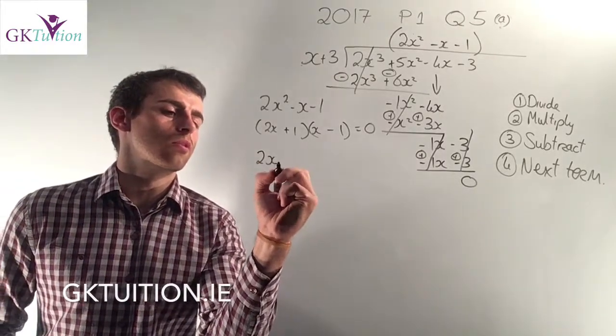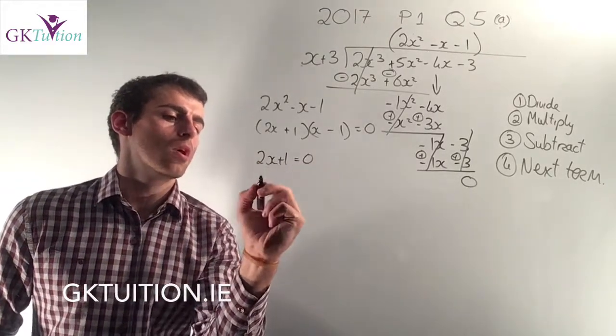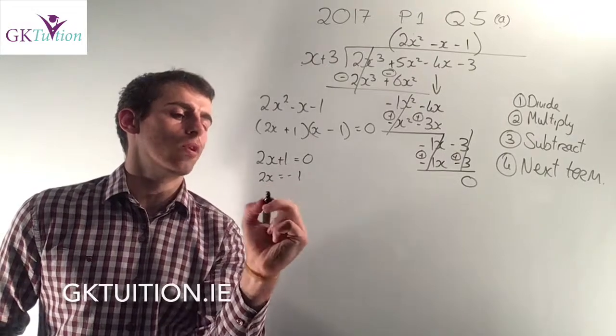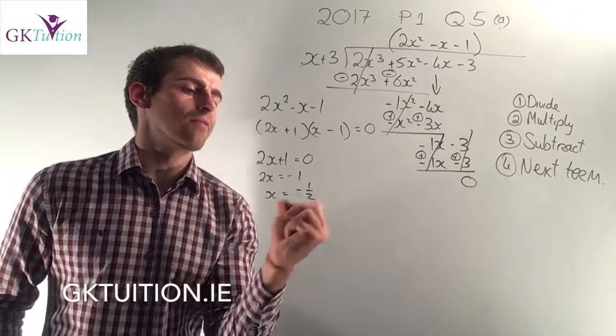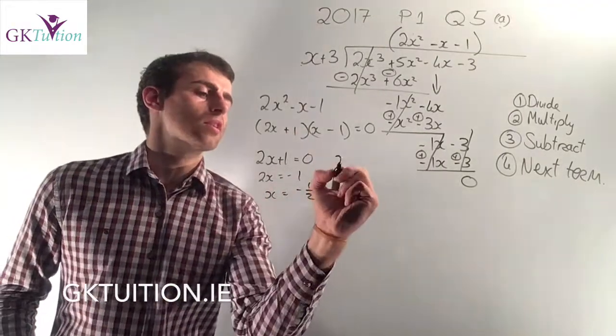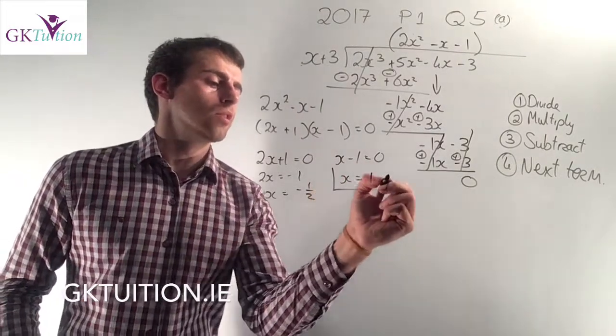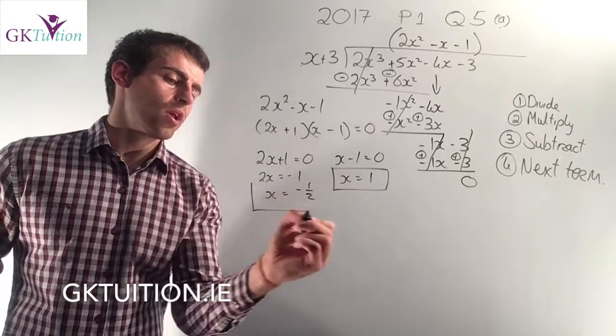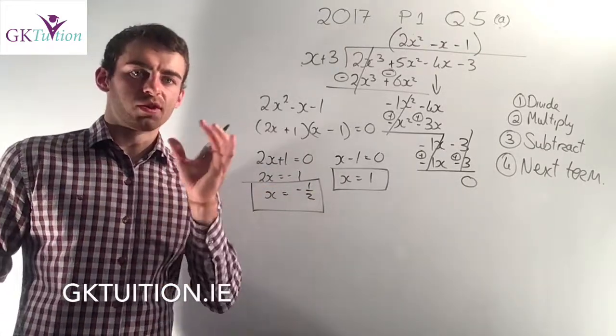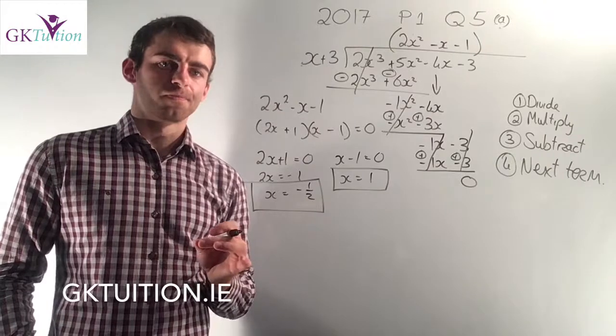So in this case, our roots are going to be 2x plus 1 equals 0, which means that 2x equals minus 1, which means x is minus a half. And the other root is x minus 1 equals 0, which means that x is equal to 1. So the other two roots are x equals 1 and x equals minus a half. So now I know the three roots of my function.